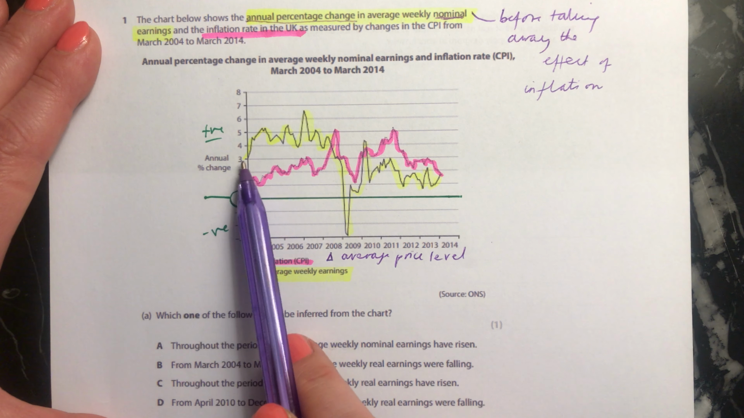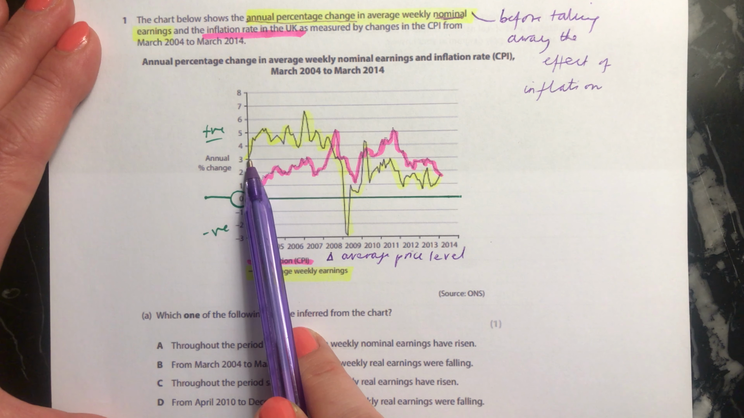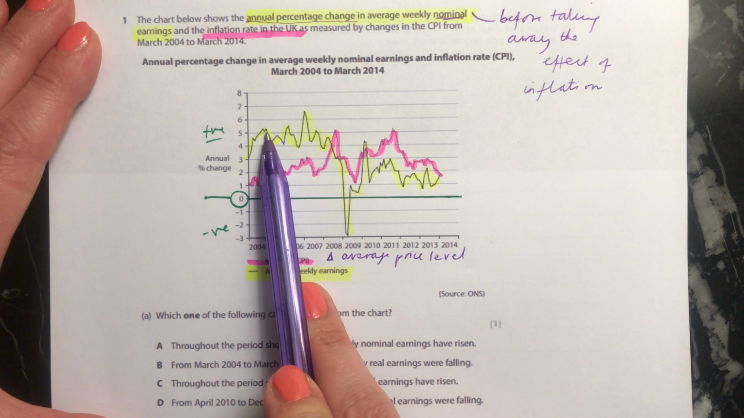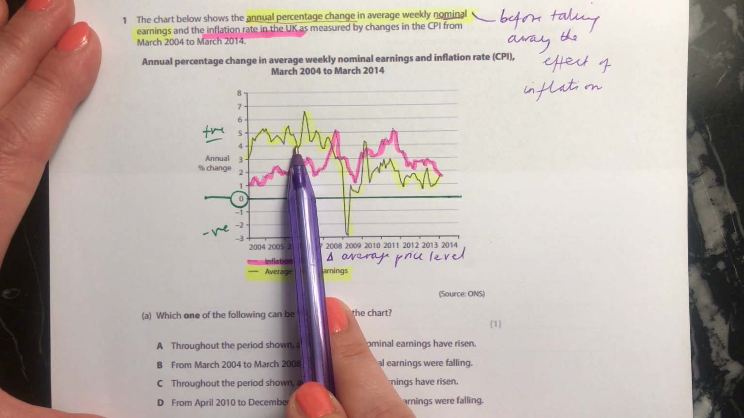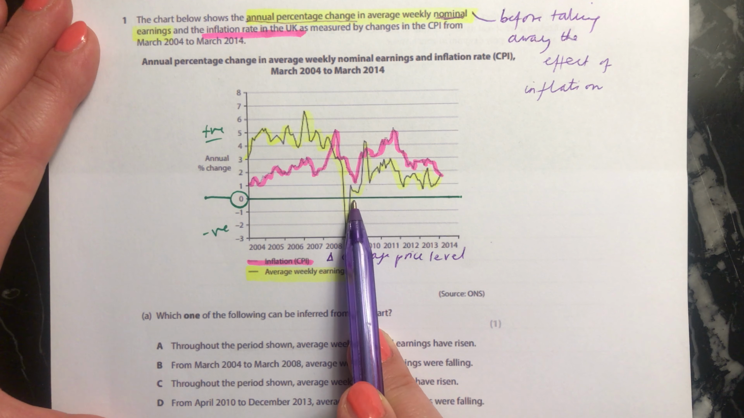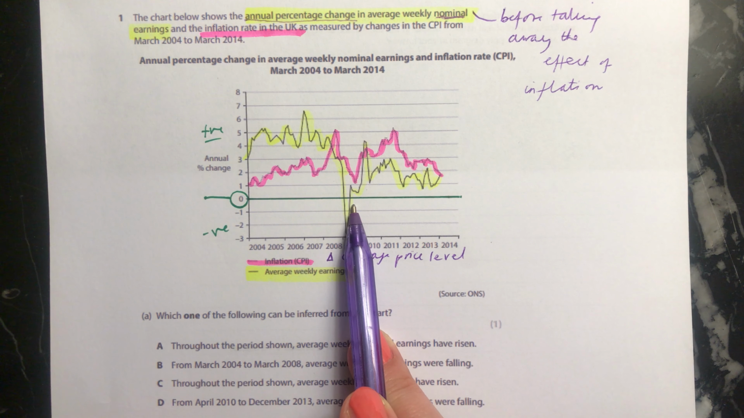So for example, here where the yellow line is at 3% is the annual change. That means that their weekly nominal earnings are 3% more than they were at exactly the same time a year previously. Here they are 5% higher than they were the year previously. Here they're 4% higher. So all you need to do is read across to see what they're like compared to 1 year previously. Down here, you can see that the nominal weekly earnings are actually less than they were 1 year previously.